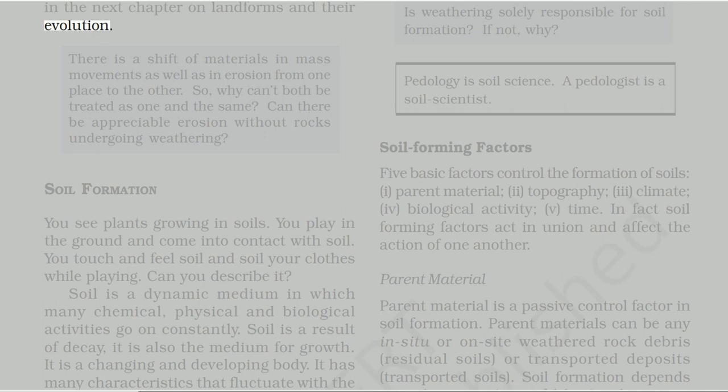In the next chapter on landforms and their evolution, there is a shift of materials in mass movements as well as in erosion from one place to the other. So, why can't both be treated as one and the same? Can there be appreciable erosion without rocks undergoing weathering?